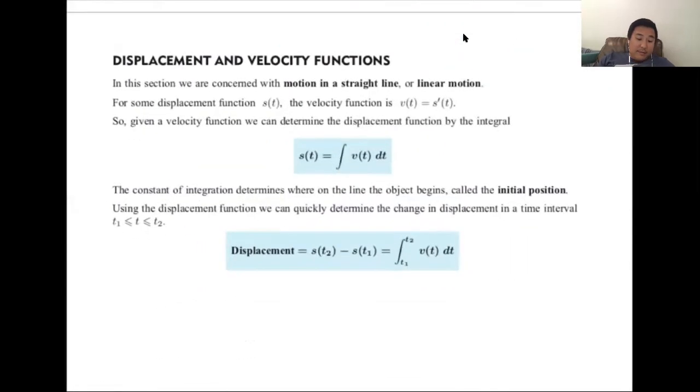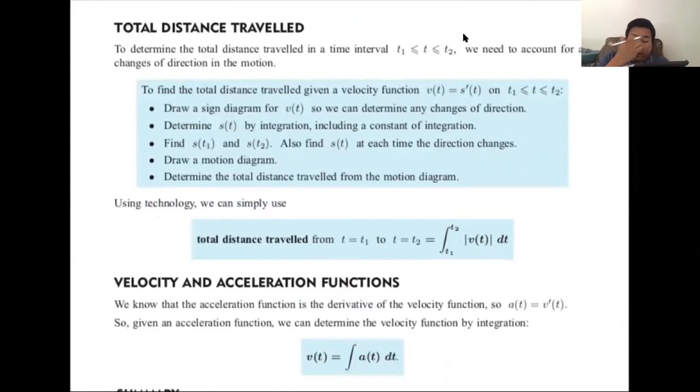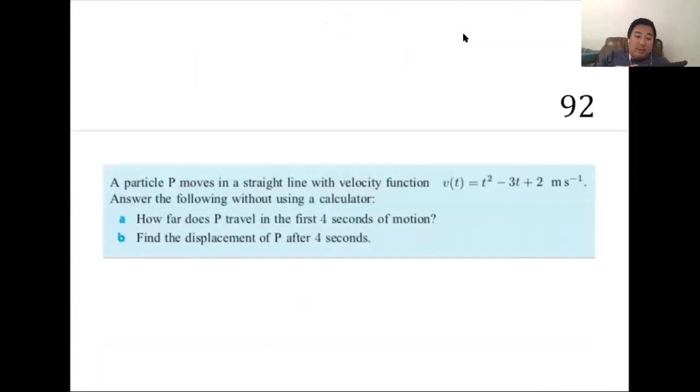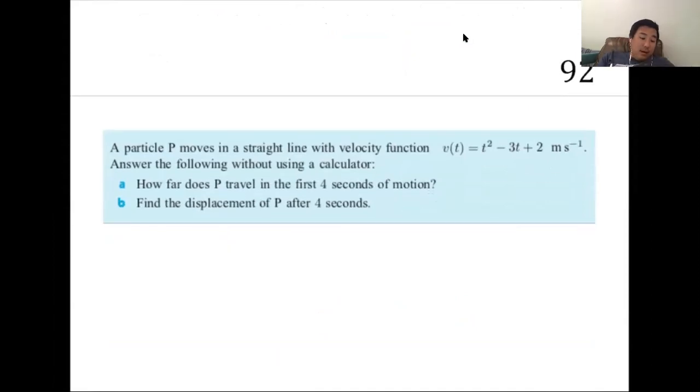So you remember that the displacement function is equal to the integral of the velocity function. So find the total distance traveled. Sometimes you need to know the initial spot. So the particle moves in a straight line with the velocity function blah. Answer the problem without using a calculator. How far does P travel in the first 4 seconds of motion?